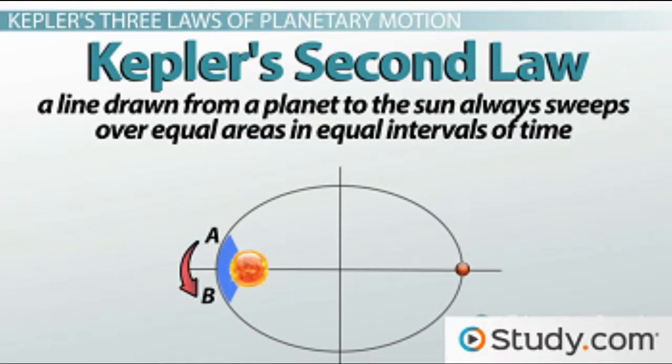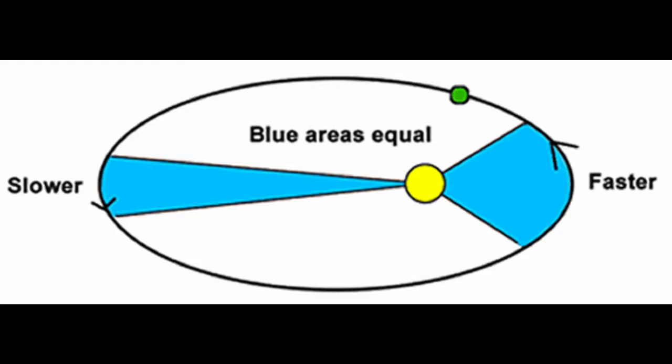Kepler's second law, the law of equal areas, states the radial vector joining any planet to the Sun sweeps out equal areas in equal lengths of time. Earlier we mentioned that when a planet is close to the attracting mass, it travels faster, and as it gets further away, it travels slower.